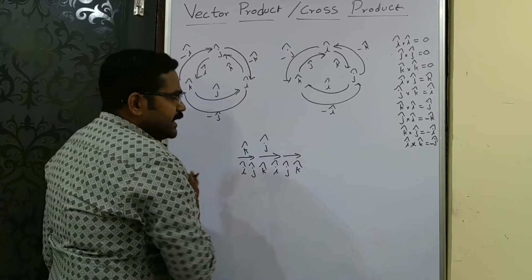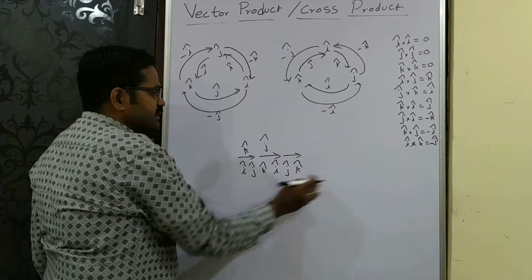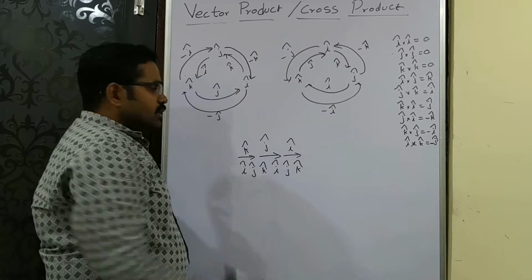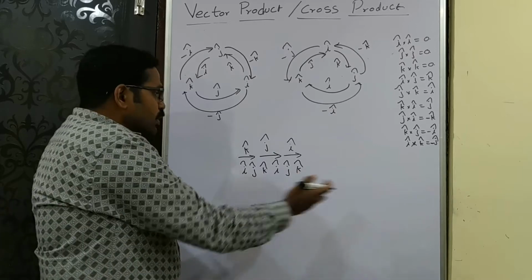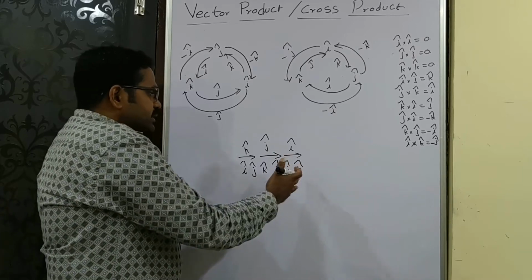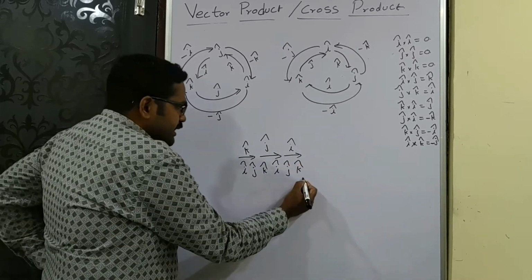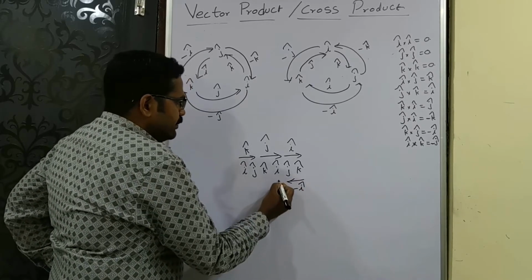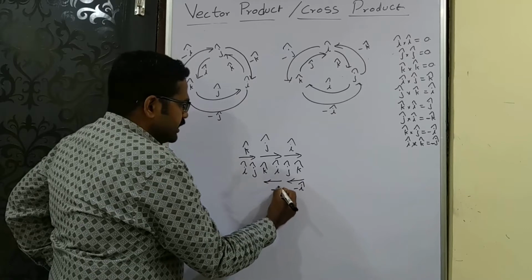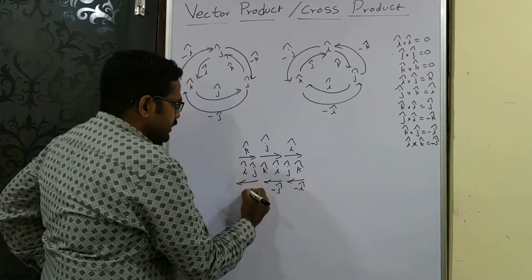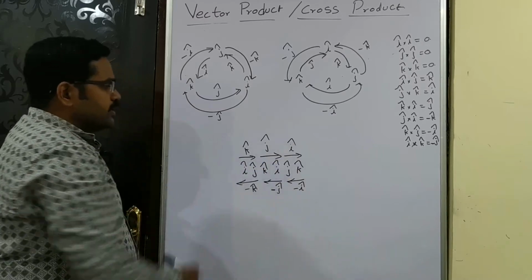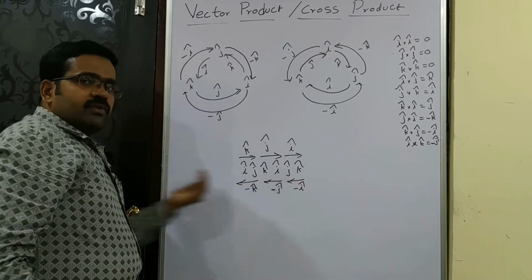j into k, the direction is towards positive x-axis. j into k, what is left out? i cap. So all three are positive. Now I am going against, that is negative of x-axis. k cap into j cap, negative i cap. i cap into k cap, negative j cap. j cap into i cap, negative k cap. Here we have got positive, here we have got negative.